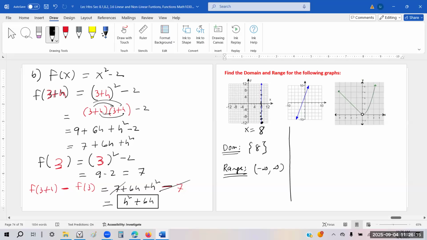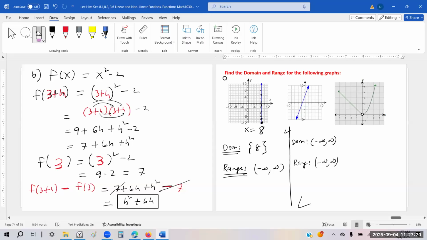Next one. Volunteer. Cairo, tell me the domain for this function. It's a line going on forever and ever. So what's the domain? Negative infinity to positive infinity. Perfect. And how about the range? The line is going down forever and going up forever. Same thing, negative to positive infinity. So when something goes on forever, it means you have all the numbers in that function.